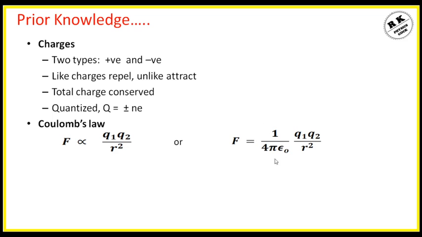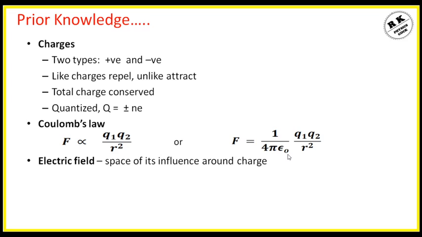The value of this proportionality constant depends on the system of units we are considering. This formula is in the case of SI units. Here epsilon naught is the permittivity of free space.